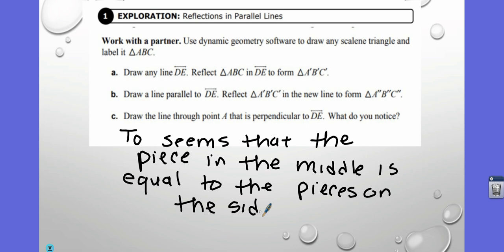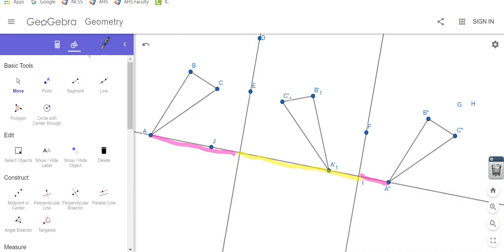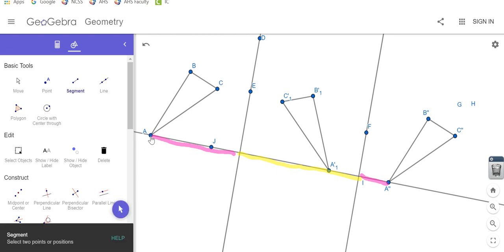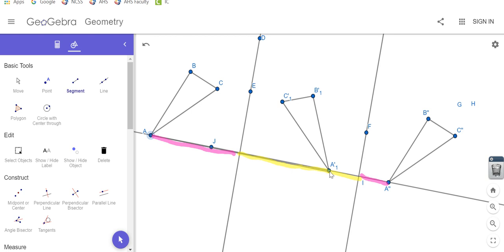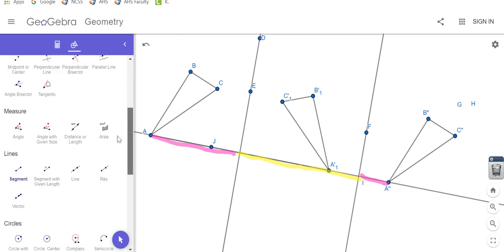And let's see if we can get some measurements on there to test that theory out. Okay, let's see how good this technology is. Will it give me the length of a segment? Let's see if I place a segment from here to here, and let's see if it'll give me the length.